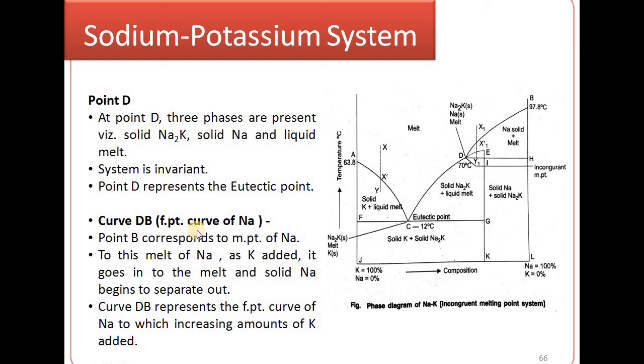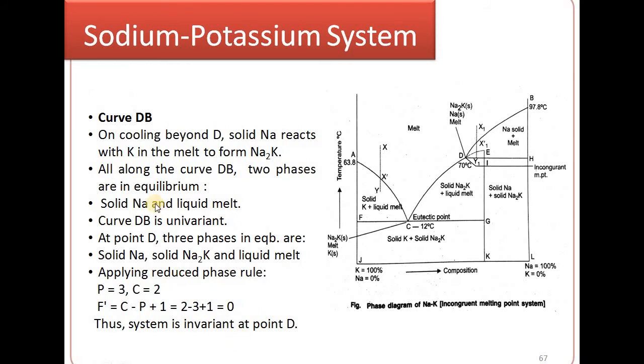Now, curve DB. Curve DB is the freezing point curve of sodium to which we are adding different amounts of potassium. Point B corresponds to the melting point of pure Na. To this melt of Na, as we add potassium, it goes into the melt and solid Na begins to separate out. Curve DB represents the freezing point curve of Na to which we are adding an increasing amount of potassium.